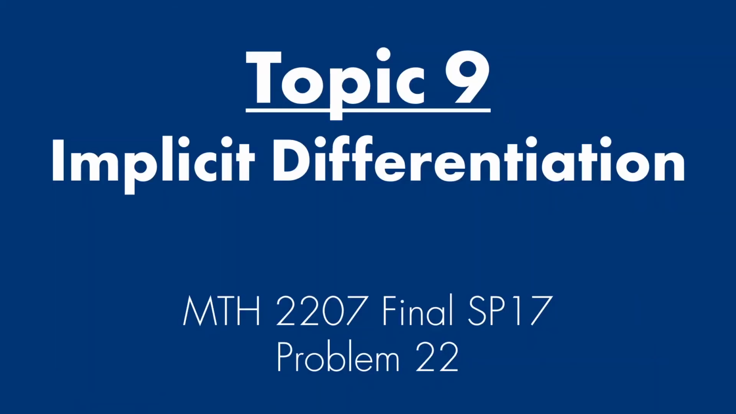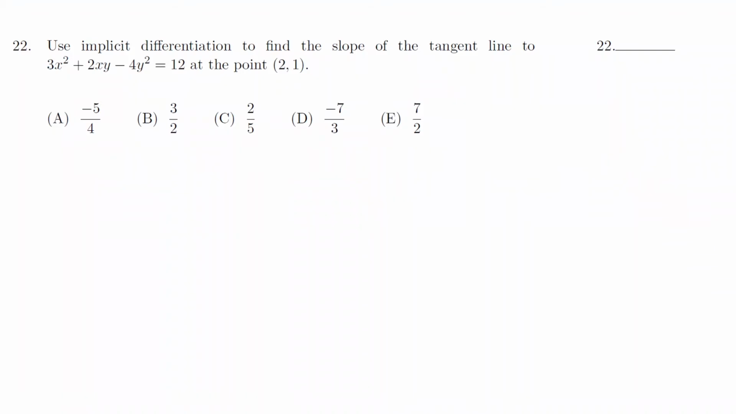Almost the final topic. Topic 9, implicit differentiation. That one is tricky. Problem 22 from test SP17. We need to use implicit differentiation to find the slope of the tangent line to this function at the point (2, 1). So there are two topics here, implicit differentiation and also linearization.